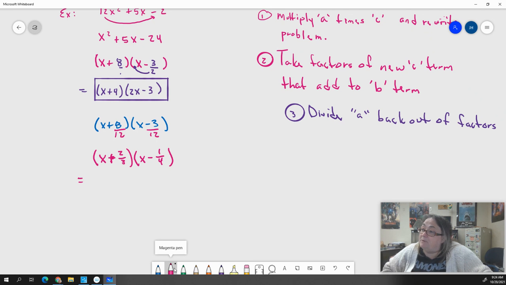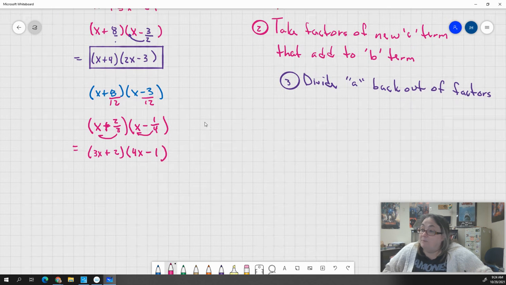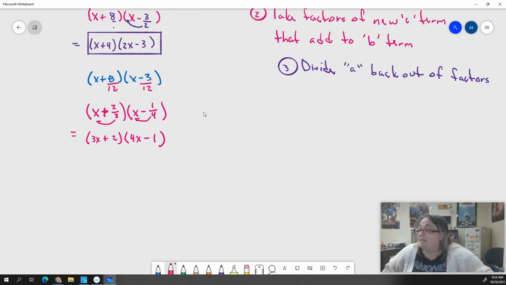But the neat, clean way would be to take this 3 and put it in front of the x so that we would have 3x plus 2. And here we would take the 4 and put it in front of the x, and we would have 4x minus 1. And when we went to check the math, we would wind up with the same equation again.